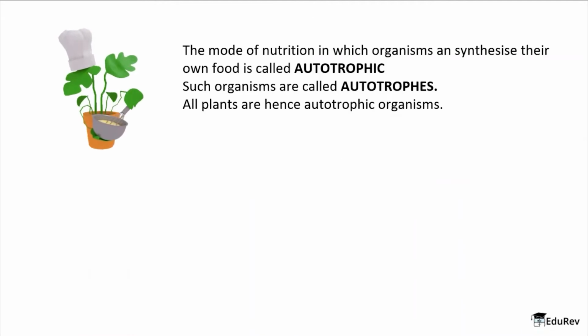So the mode of nutrition in which organisms can synthesize their own food by themselves is called autotrophic mode of nutrition. Such organisms are called autotrophs, example all the plants. Plants can synthesize their own food by themselves and are not dependent on any other species for their food requirement. That is why they are called autotrophic.